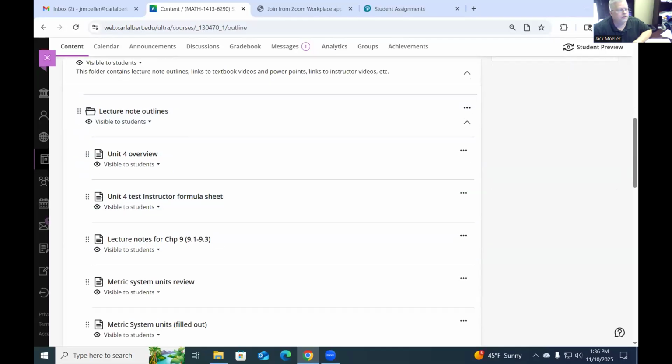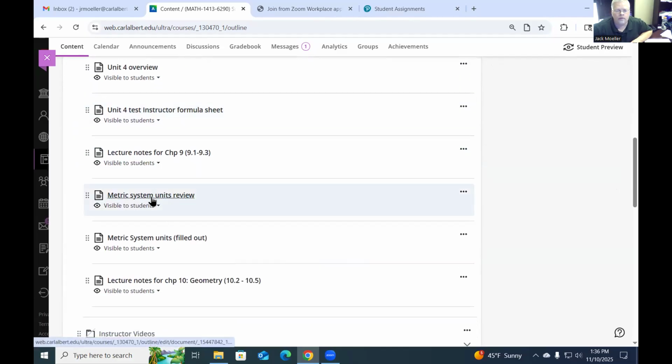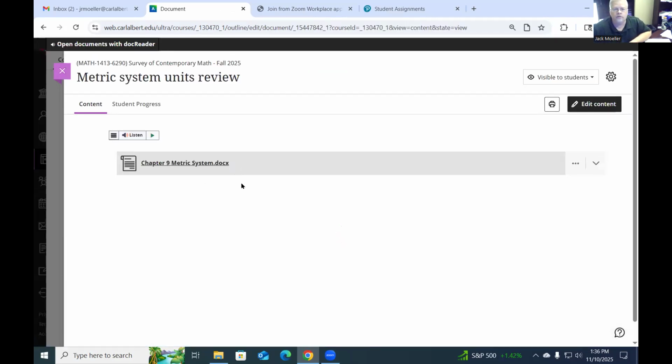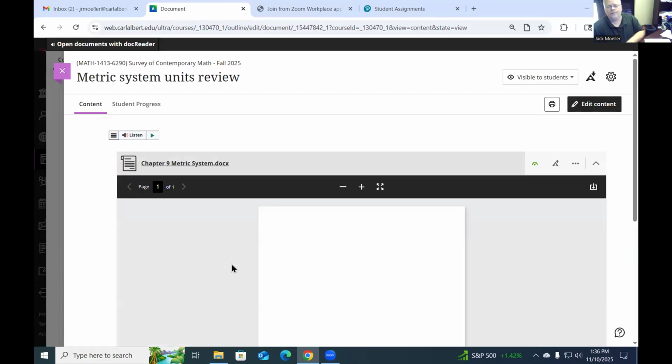As always in Blackboard, I've got the resources. In the lecture notes, a couple of things I have is the overview. That's just the topics. I'll get into that in the next video. Same with the formula sheet. So what I'm doing now is the metric system units review. I also have it filled out, but those are probably for the people who aren't watching the video, because what we're going to do in this video is fill that out. That's what I am using for this video is this document.